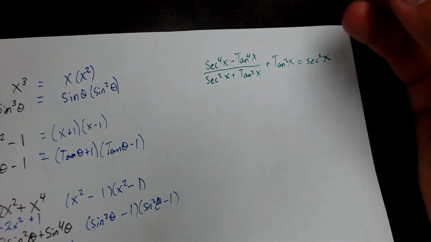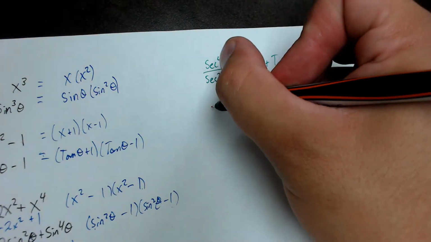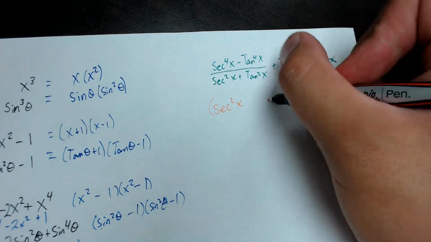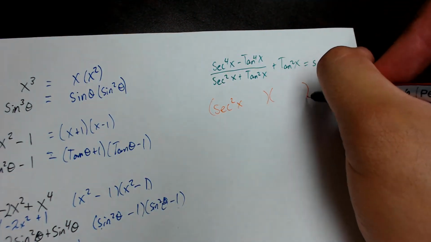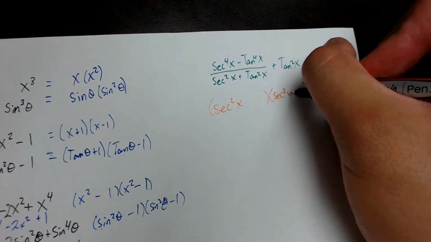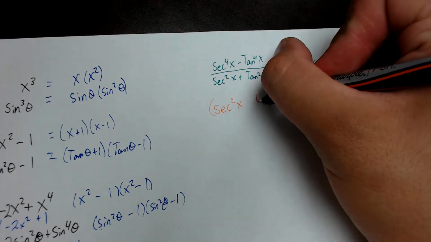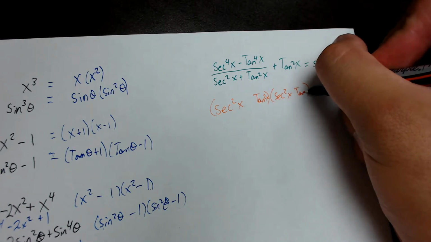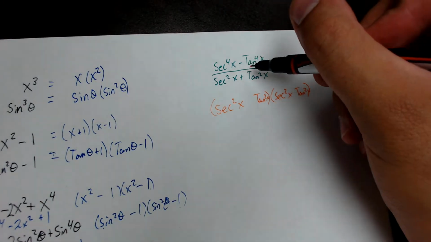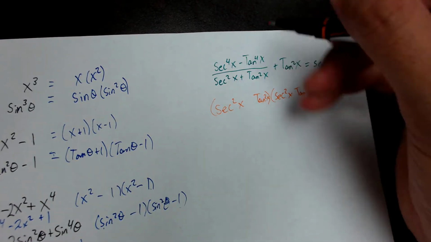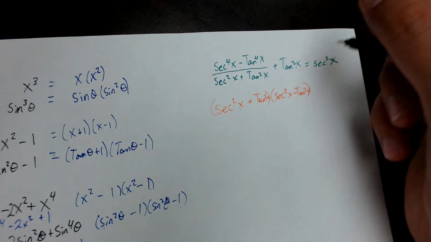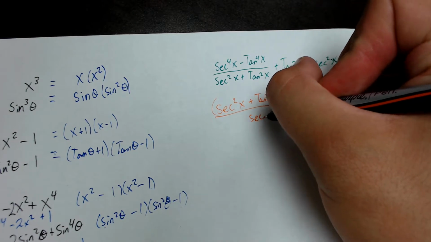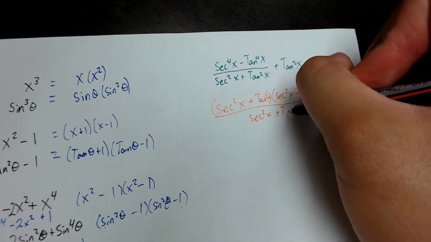So what's the square root of secant to the 4th power of x? Well, that's just going to be secant squared of x, so that's going to be my lead term. Secant squared of x. My tail term is going to be tangent squared of x, the square root of tangent to the 4th of x. Okay, and then since it's a difference of two squares, one will be positive, one will be negative. Now remember, this is all the numerator over the denominator of secant squared of x plus tangent squared of x.